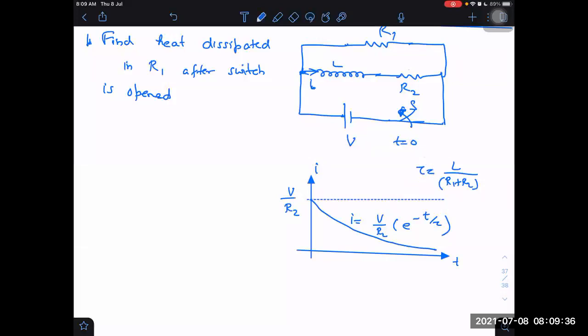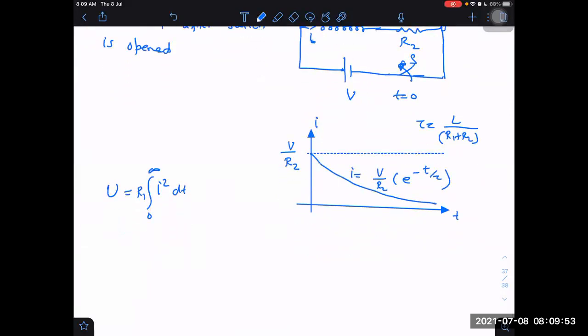So the lengthy method is the integral of I square dt with limits 0 to infinity, and then I multiply it by R, which R I am saying here. I am saying R1. This is the lengthy method. What will be the easy way?